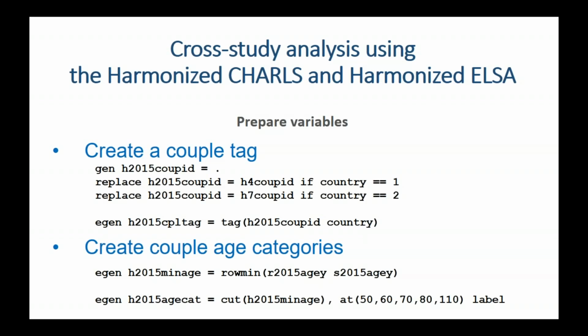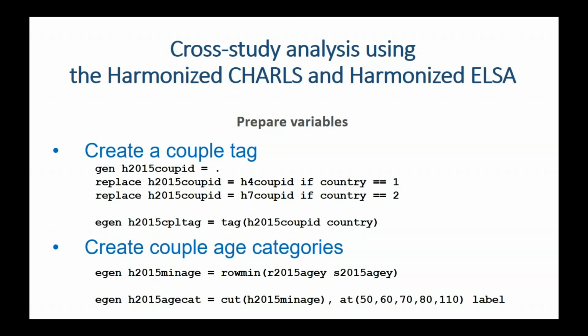And this is helpful if, for instance, there is a couple 1 in CHARLS and a couple 1 in ELSA. And this is, of course, not a couple of 4 people. These are 2 people in 2 different countries. So by specifying country in our tag command, it'll cross tab, so it won't combine any of those values.